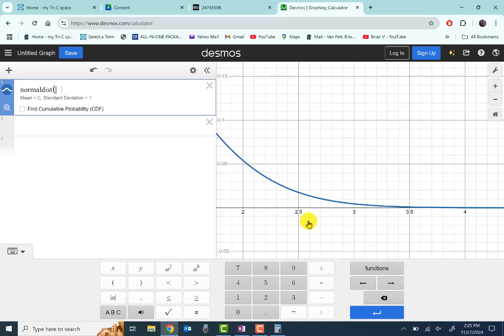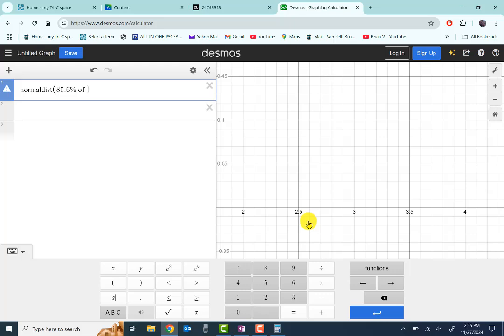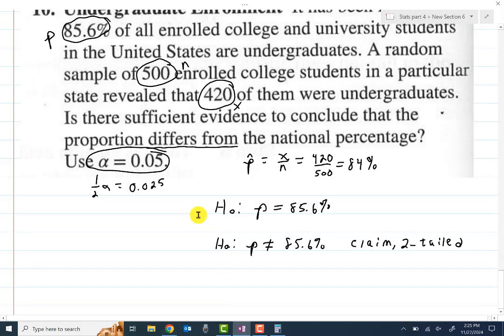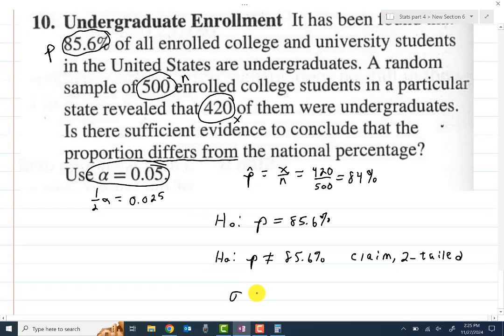Inside of here, you can specify the mean and the standard deviation. I am going to see if it will let me put 85.6%. No. All right. Well, let's see what the standard deviation we have in here was. Now, I think the problem is it won't take percentages. You saw that it wouldn't take percentages. So I'm going to go and do decimals.